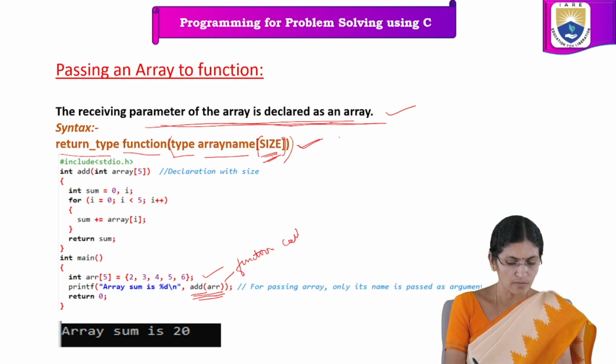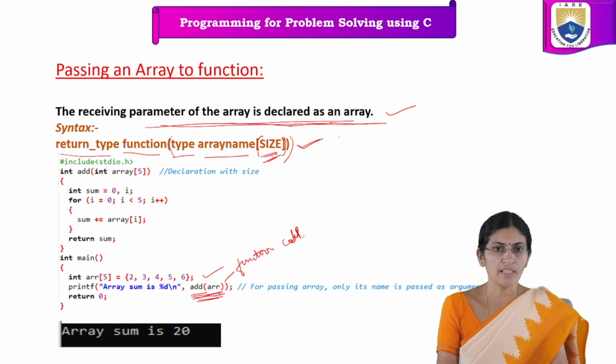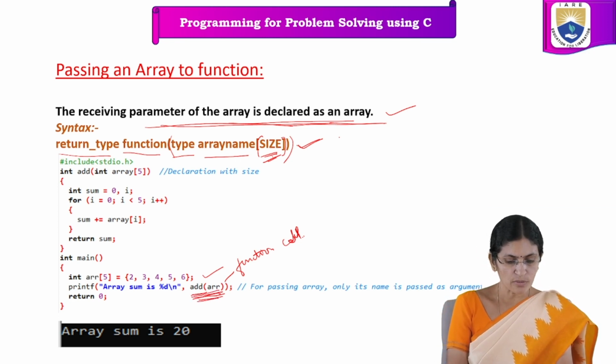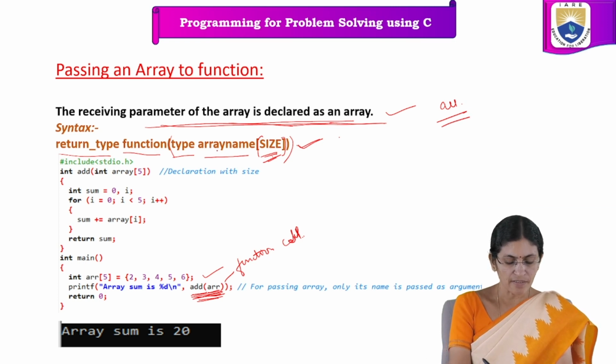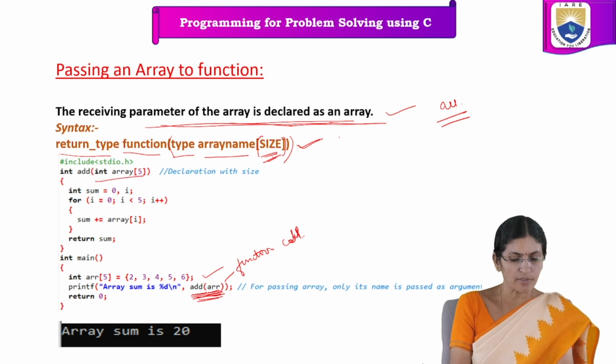So function call. In order to pass the array as an argument, what we are doing here is, we are just passing the name of the array. The name of the array is ARR. So we are just passing the name of the array, and this name of the array is received here in the function definition.